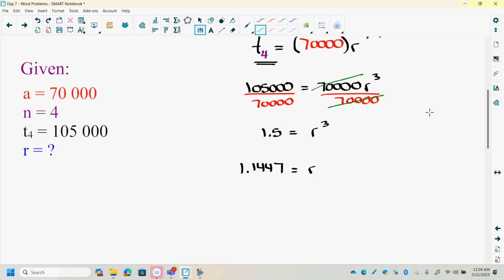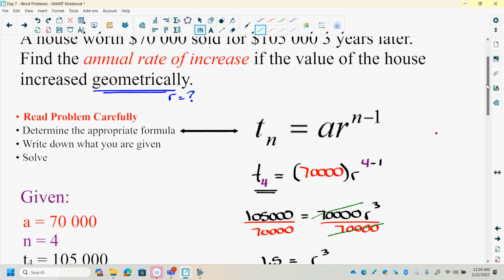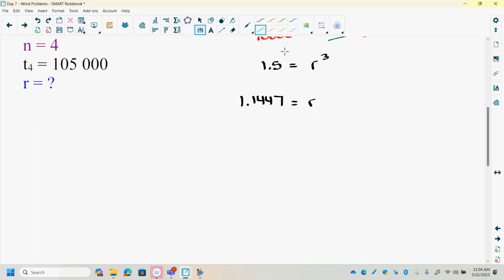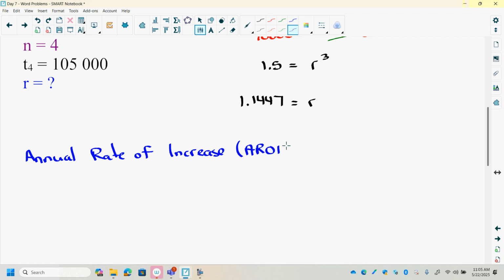Cool? But the question doesn't ask for the R value, the common ratio. It asks for the annual rate of increase. This is how you find the annual rate of increase. So the annual rate of increase, it's a percentage. I'm going to call it the AROI, A-R-O-I, annual rate of increase. It's equal to 100 times your R value subtract 1.